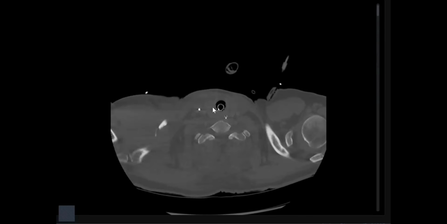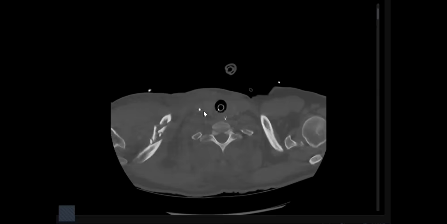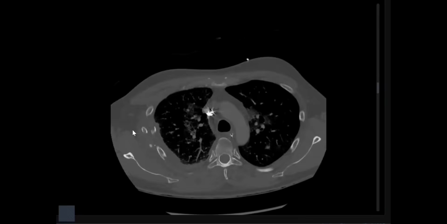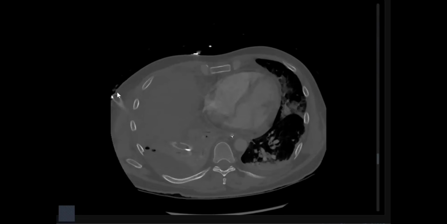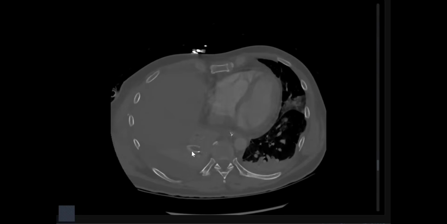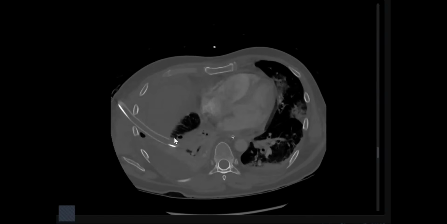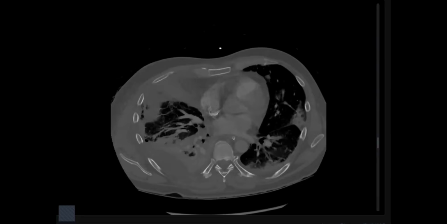Of course, we should assess the lines and the tubes, my friends. Okay, central venous line in position, and endotracheal tube and the nasogastric tube. Don't forget any lines and tubes, and also the intercostal chest tube, which is present in the lower part of the lung, likely within the pleural cavity. Okay, well done, my friend.